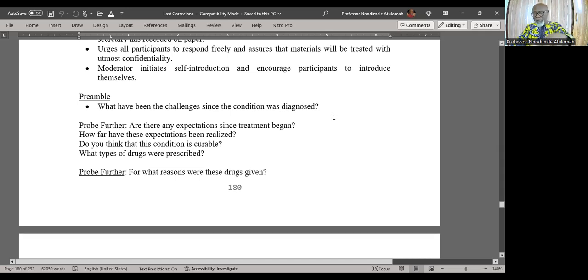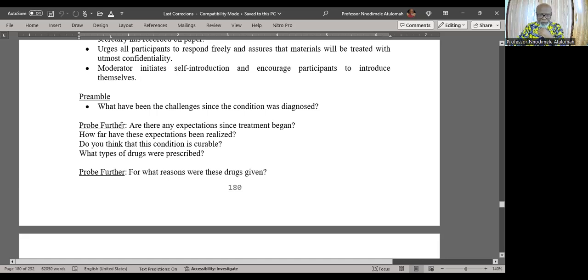So this is particularly to the study I did. These people were people coming for treatment for high blood pressure, and they participated in a program which I initiated. So I asked them, what has been the challenges since the condition that they are in was diagnosed? All right. So they will speak, everybody will speak. When they are finished speaking, if I feel there is need for more discussion, then this particular part says probe further.